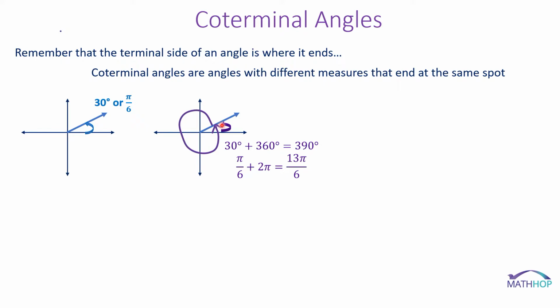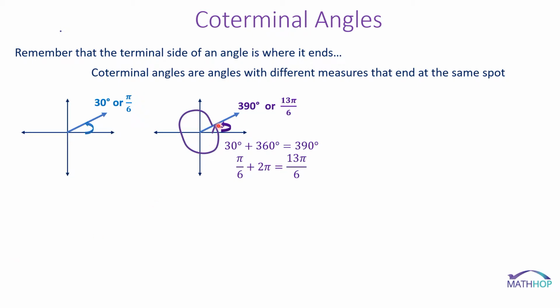We just add 2 pi instead of 360 because 2 pi is equal to 360. So if we started here at pi over 6 and we went a full 2 pi more, we would be at pi over 6 plus 2 pi, which is 12 pi over 6, so we'd be at 13 pi over 6. Therefore, coterminal with 30 degrees is 390 degrees. Coterminal with pi over 6 is 13 pi over 6.